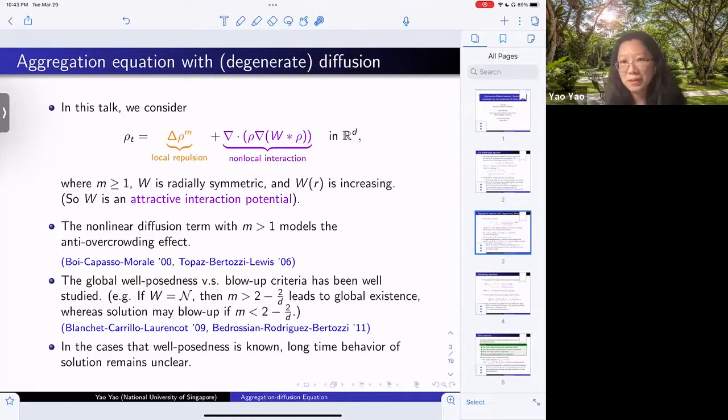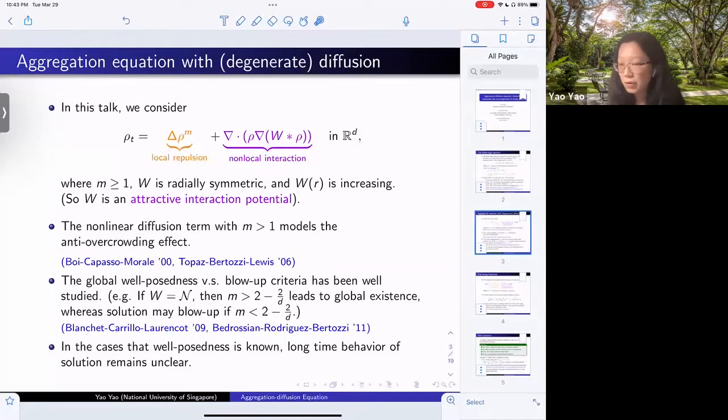And by the way, for the original Keller-Segel equation that I discussed in the last slide, if the dimension d is equal to 2, then the critical power m is exactly equal to 1. Okay, and then when we are at this critical power, there is again a critical mass that splits the finite time blow up versus global well-posedness.